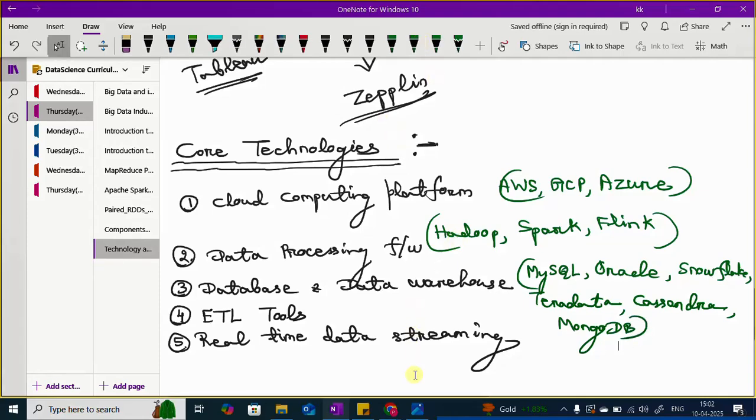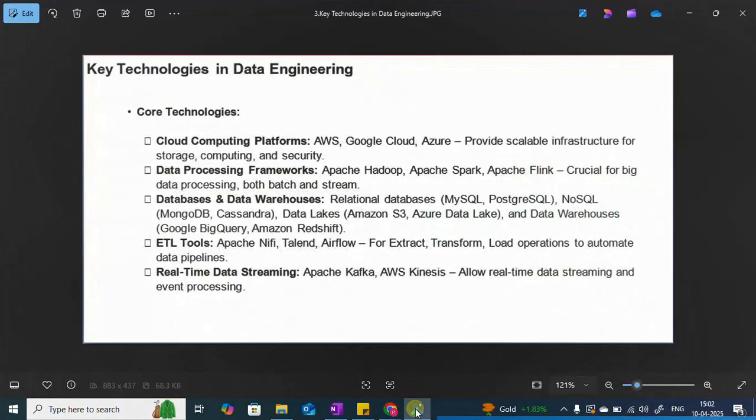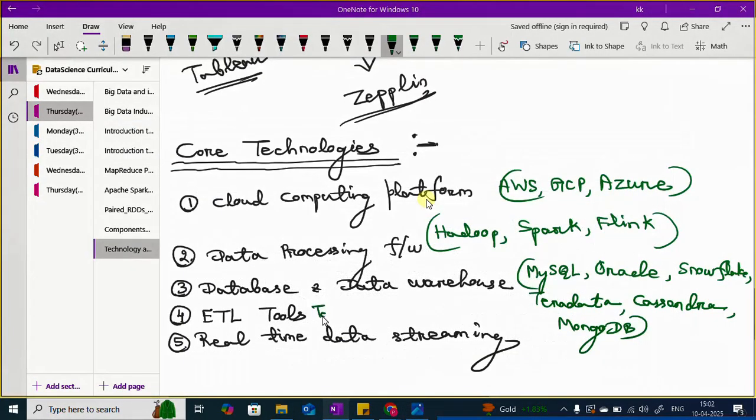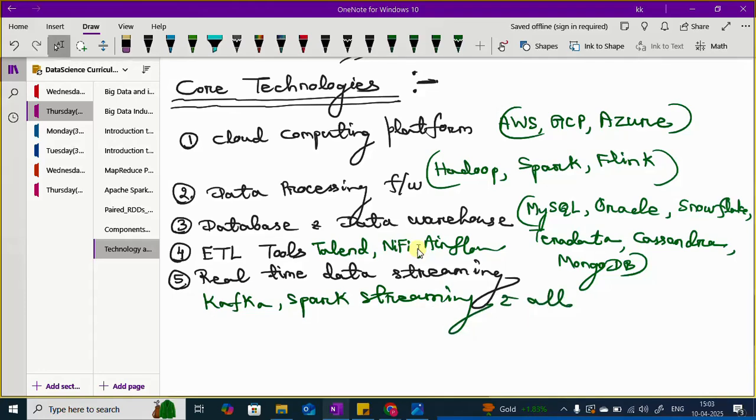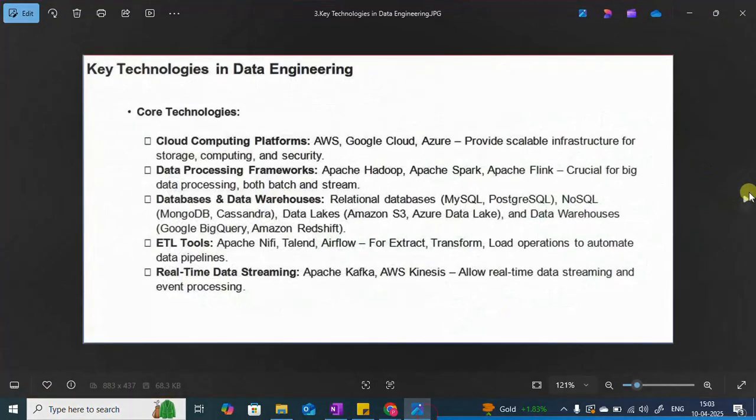Clear. Now, as part of ETL tools, there are different kinds like Airflow, Apache NiFi, and Talend. Okay, real-time data streaming, we are taking care of Kafka and Spark Streaming. These are the different tools and technologies we use as part of the core technology altogether.